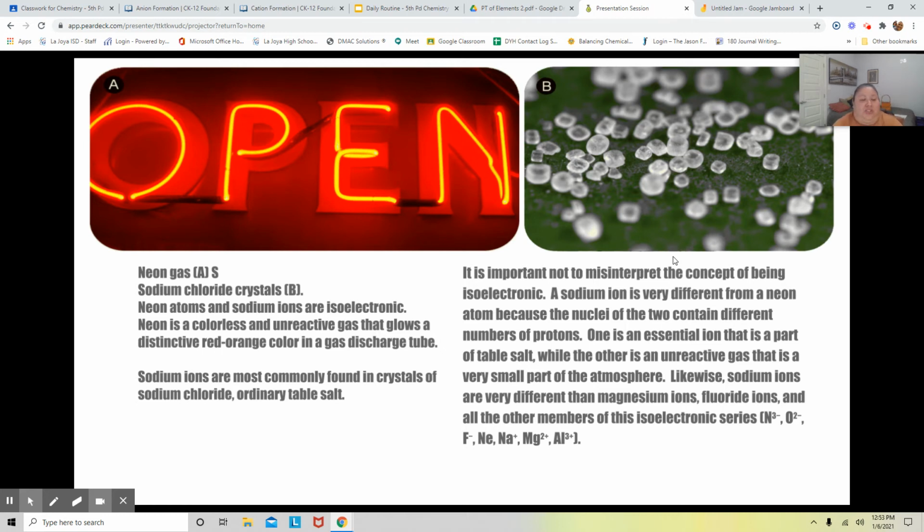Neon gas in picture A, and in picture B you have sodium chloride crystals. And remember, sodium chloride is just table salt. Neon atoms and sodium ions are isoelectronic. Neon is a colorless and unreactive gas that glows a distinctive red-orange color in a gas discharge tube. Sodium ions are most commonly found in crystals of sodium chloride, which is known as ordinary table salt. Questions before we continue? Questions?